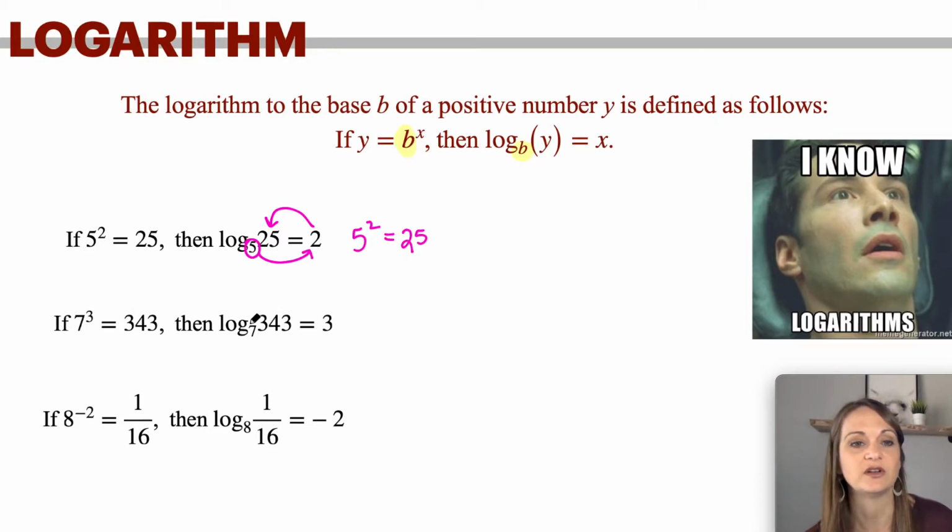Same thing with 7 to the third. The base of an exponential becomes the base of the log. The exponent becomes what it's equal to. Same thing here. The base, which is 8, becomes the base of the log. The exponent, -2, is what it becomes equal to. And then 1/16 becomes the other part of the log.